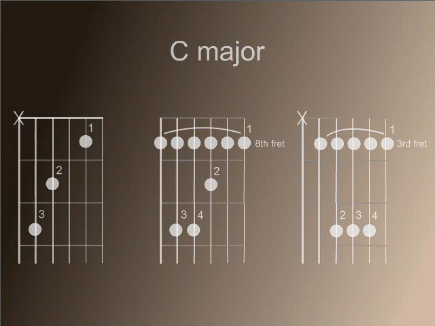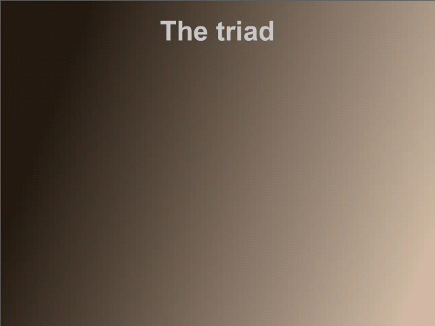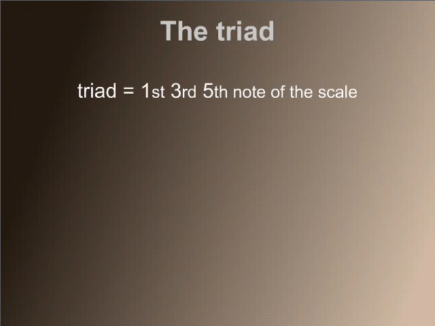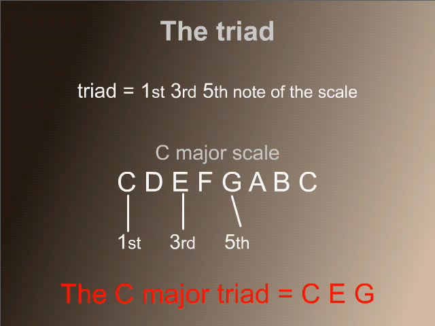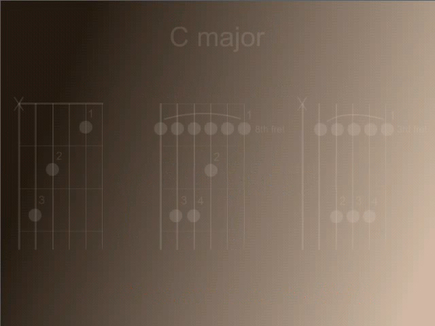be the triad. The triad is a group of 3 notes which are basically the building blocks of the chord. The triad is the first, third and fifth note of the scale. So for example, if we take a C major scale, the first note is C, the third note is E, and the fifth note is G. The triad therefore would be C, E, G.